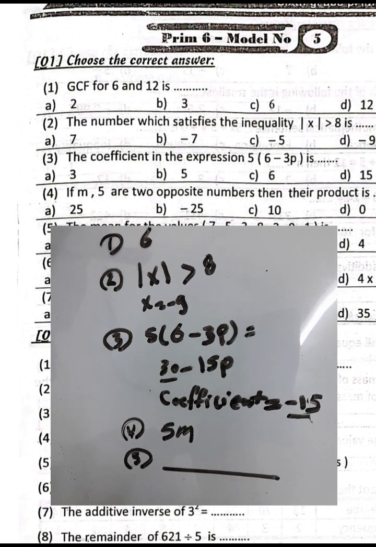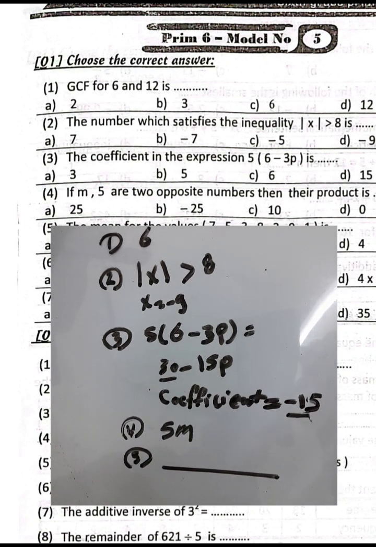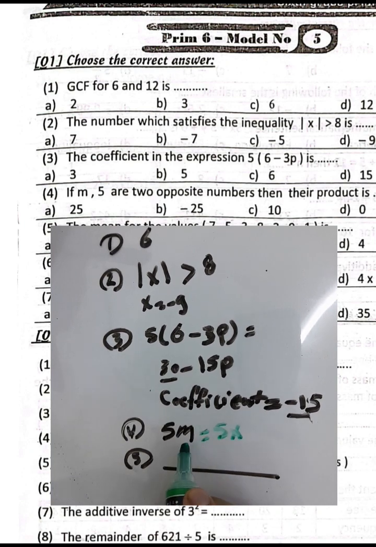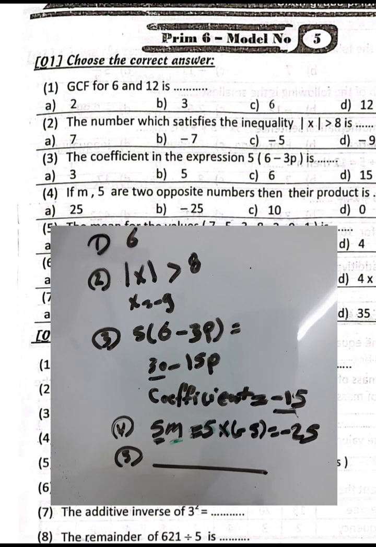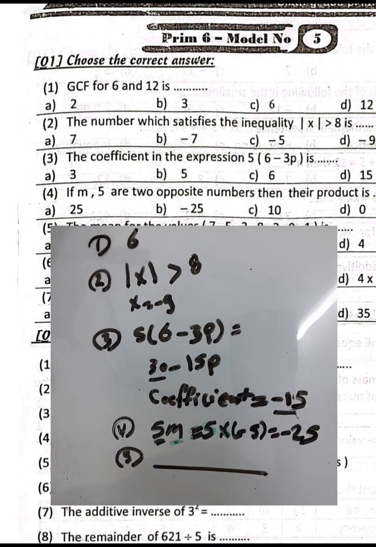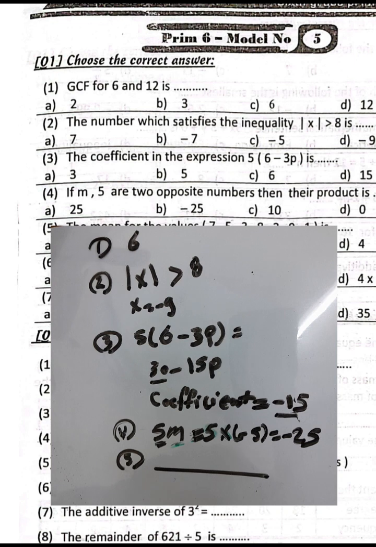Question number 4. If m and 5 are two opposite numbers, then the product between them, 5 multiplied by m, understood? Question number 4, he wants to find the product between two numbers, m and 5. M and 5 are two opposite numbers. Opposite numbers means m will be negative 5. Then the product between 5 and negative 5 will be negative 25.